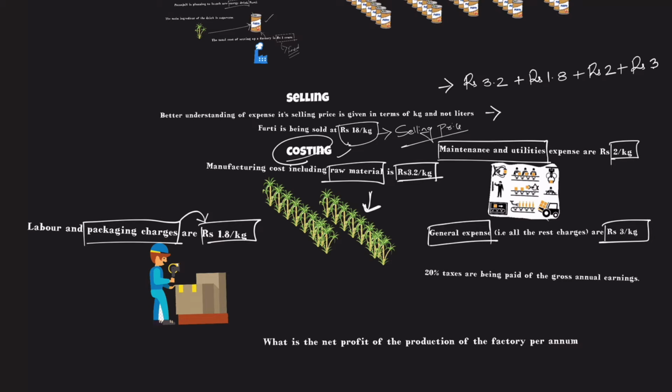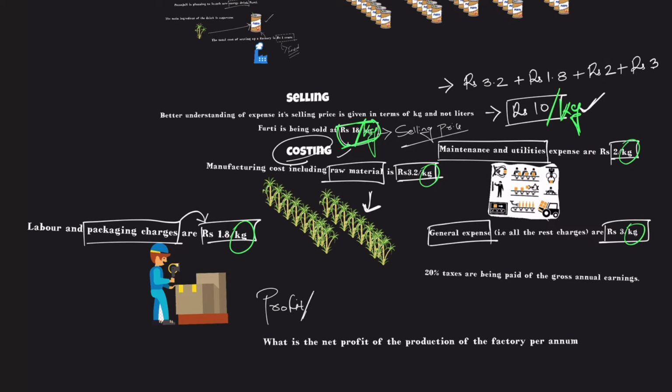So what is the total cost that is being required to make 1 kg of Furti? That will be equal to rupees 10. And mind you, we are just comparing all the kgs here. So I will be requiring rupees 10 to make 1 kg of Furti, and I will be selling this at rupees 18. So what is the profit? Simple. What is the profit per kg?